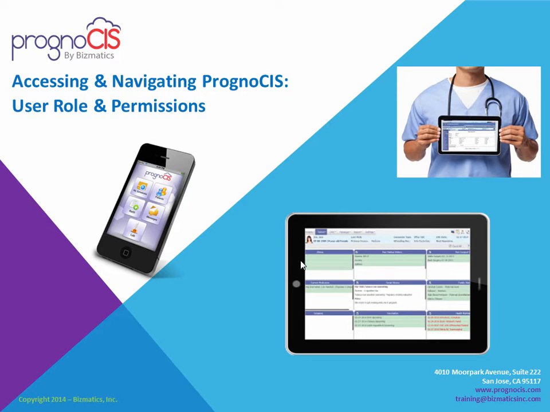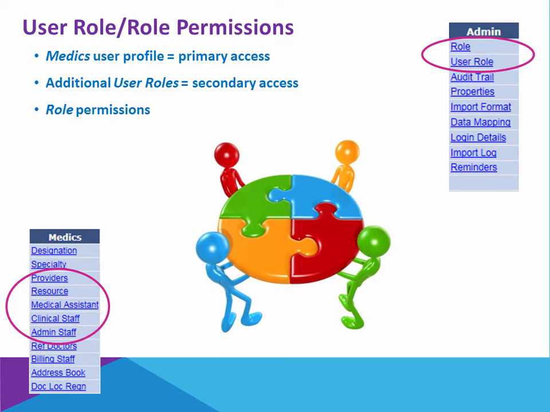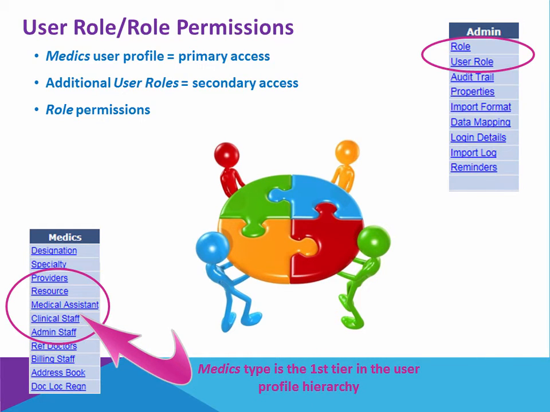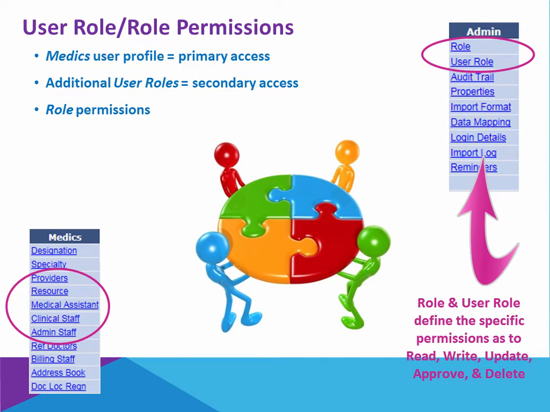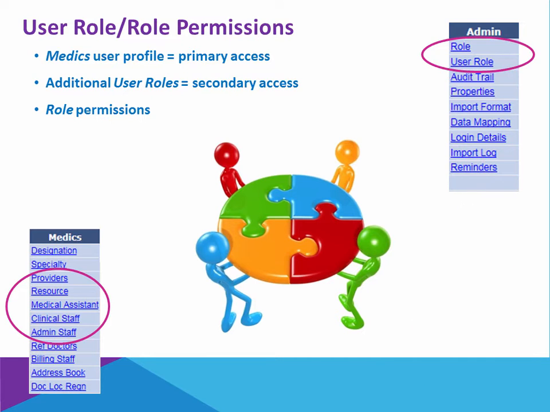Accessing and navigating Prognosis: user role and permissions. As discussed in the Creating User Profile video, the medic type under which a user's profile is created is the primary hierarchy in determining a user's access in the system when they log in using a user ID and password. Secondary to that user profile type, however, are the permissions under their user role, and third would be additional user roles assigned to them. And that is the subject of this specific video.